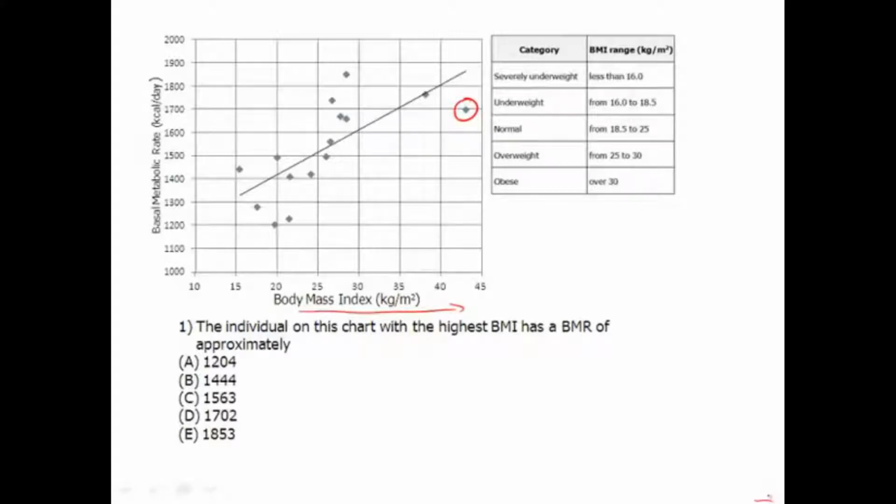And that person's basal metabolic rate appears to be approximately 1700. So we'd expect something very close to 1700. And indeed, answer choice D, 1702, is extremely close. So this is the answer, answer choice D.